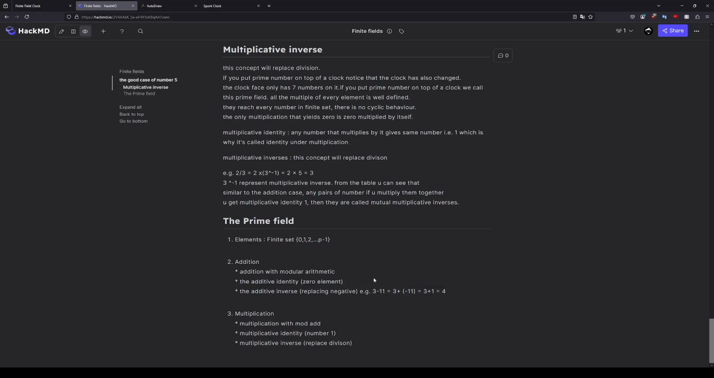We did multiplication, and multiplication we do with modular arithmetic. We establish the multiplicative identity, which is 1. Any number that you multiply with this, you get back the same number. The multiplicative inverse replaces division, like the example we just did.